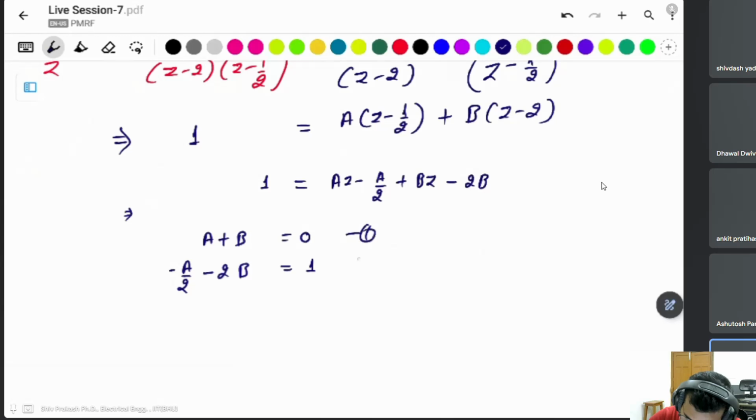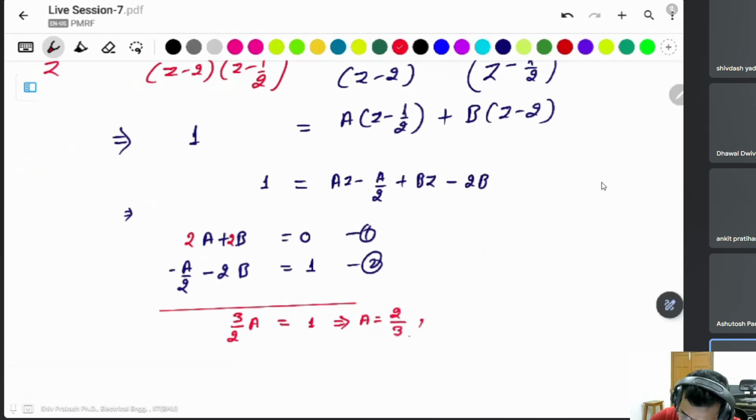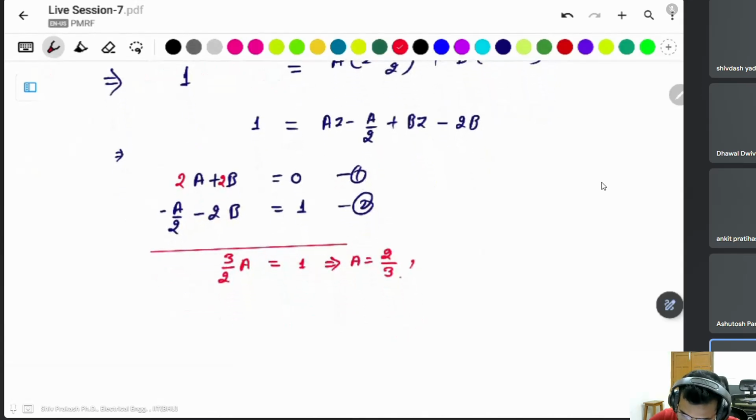These are two equations with two variables. You can solve easily by multiplying by 2 here and 2 here, then adding these two. You will get 3 by 2 a equal to 1, then a is equal to 2 by 3. If you got the value of a, then you can easily find the value of b by this equation, and b is equal to minus 2 by 3 because a plus b is equal to 0.